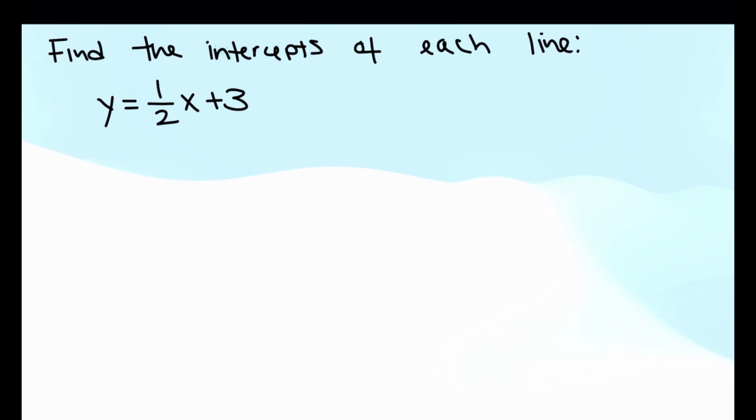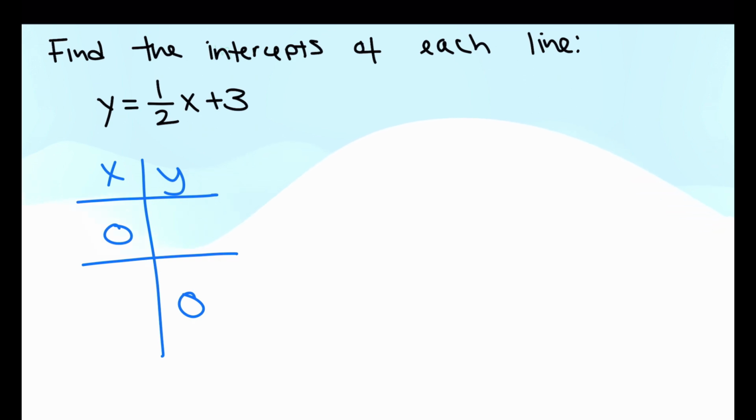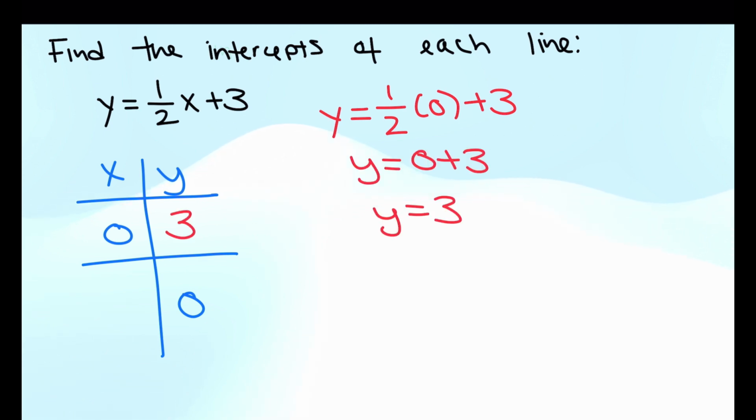All right, let's do one more. Find the intercepts of the line y equals 1/2 x plus 3. So exact same process. We're going to plug in 0 for x, and then we're going to plug in 0 for y, and that'll give us both of our intercepts. So if I put 0 in for x, y equals 1/2 times 0 plus 3. Well, 1/2 times 0 is 0, so I just get y equals 3. My y-intercept is at 3.